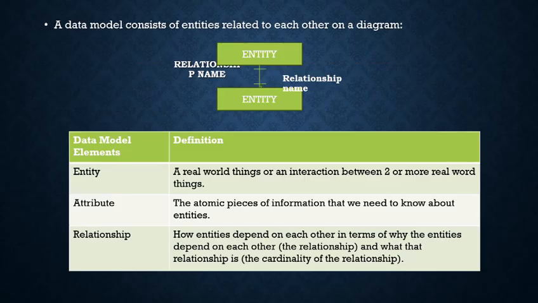A data model consists of entities related to each other on a diagram. A data model has three elements: entity, attributes, and relationship. Entity: a real world thing or an interaction between two or more real world things. Attributes: the atomic pieces of information that we need to know about entities. Relationship: how entities depend on each other, in terms of why the entities depend on each other, and what that relationship is, the cardinality of the relationship.